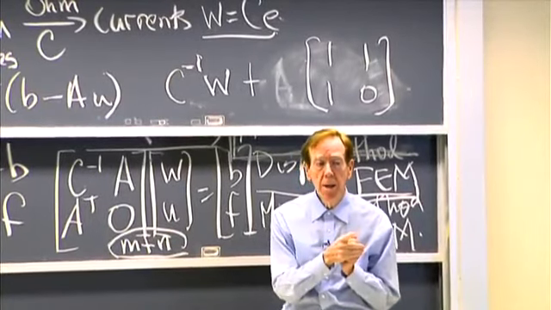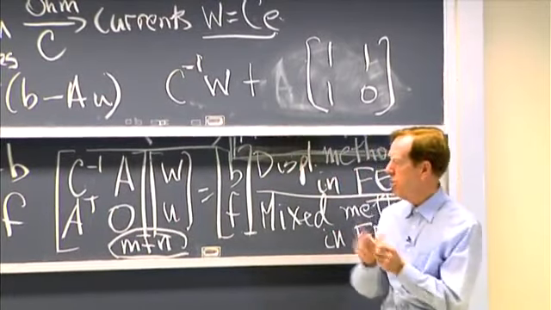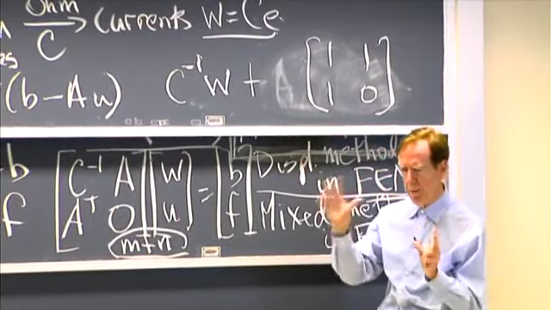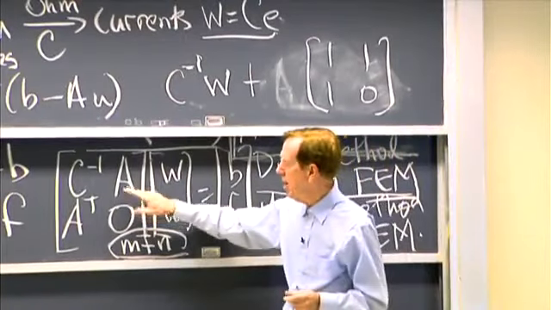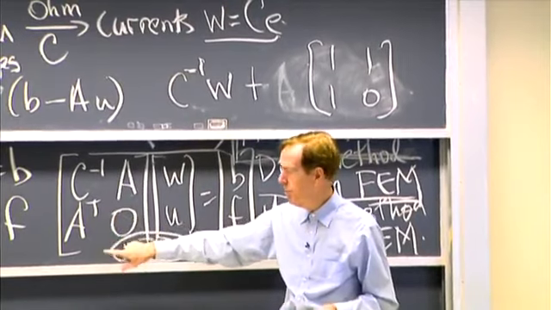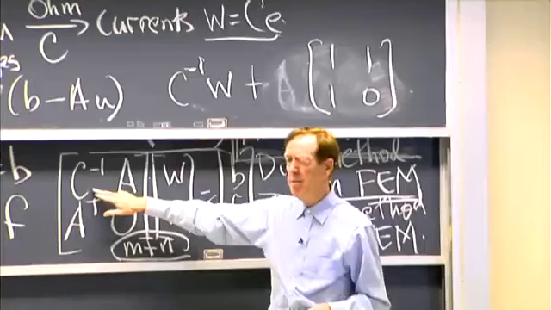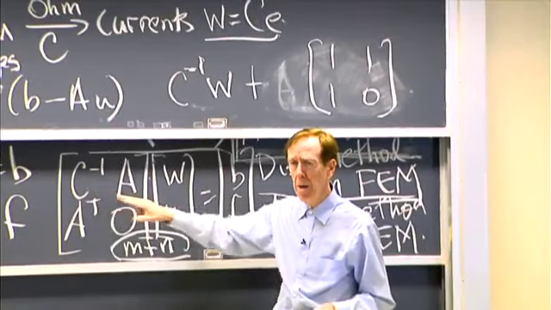It's, again, symmetric. Good. That's a symmetric matrix. Because what happens if I transpose that block matrix? That A block will flip over here as A transpose. The A transpose block will flip up here as A. What happens to this C inverse block?